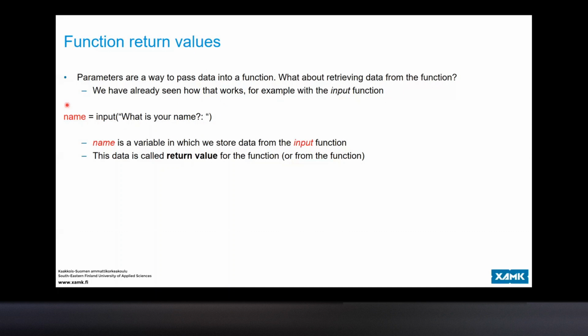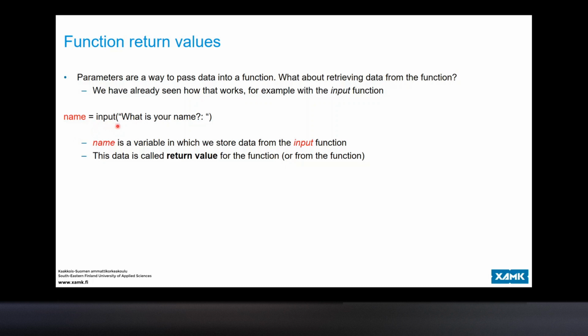In the input function, when we ask for input like this, we always have this variable assignment here to place whatever the user typed into this variable, and here the variable is just called name, if we're asking the user for their name. So name is a variable in which we are storing data that came from this input function. And this data is something that's called a return value for the function. So in programming terms, we say that input has some return value.